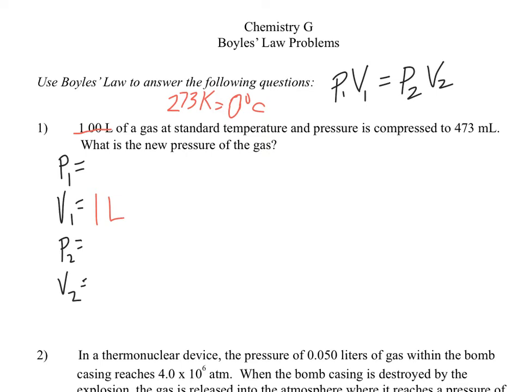But we have pressure 1 that we're going to have to find. And it says here that it's at standard temperature and standard pressure. So if it's standard pressure, this is also in your reference table, it's 1 atmosphere.